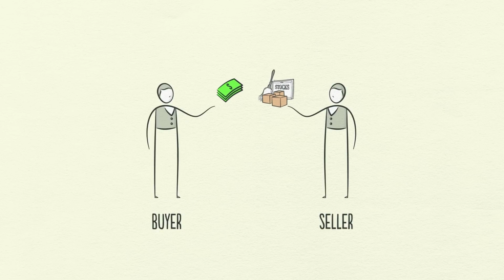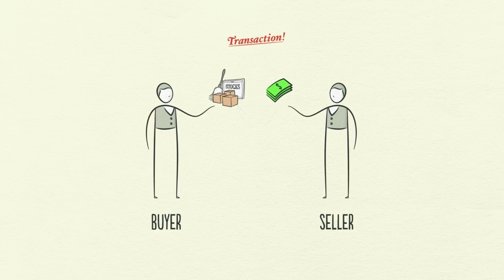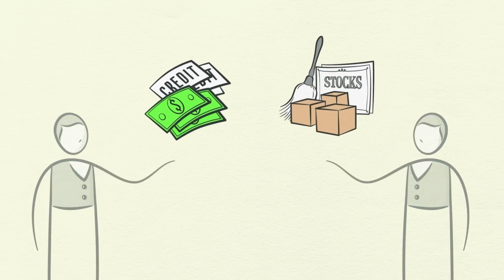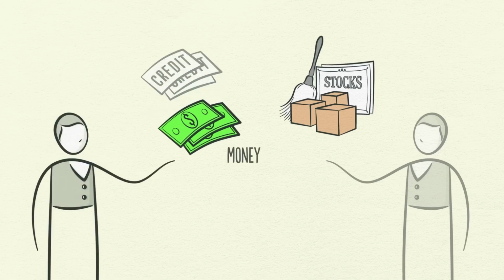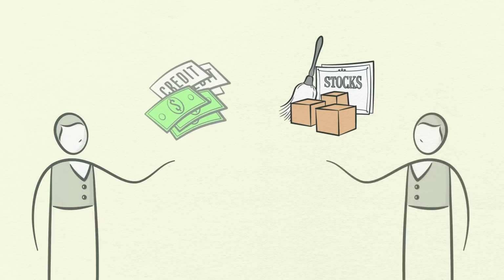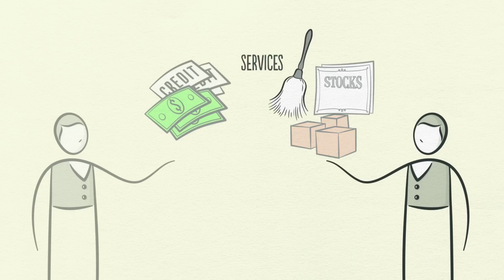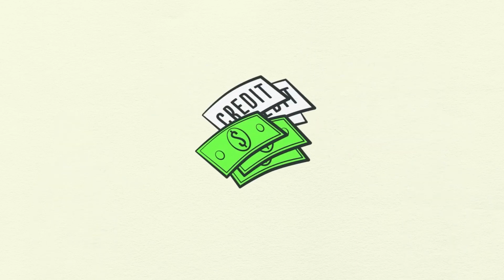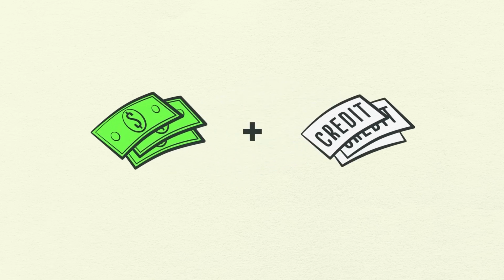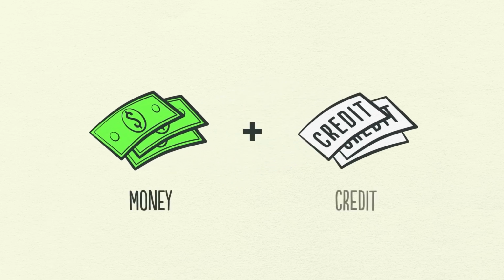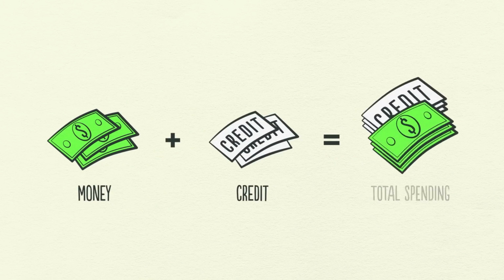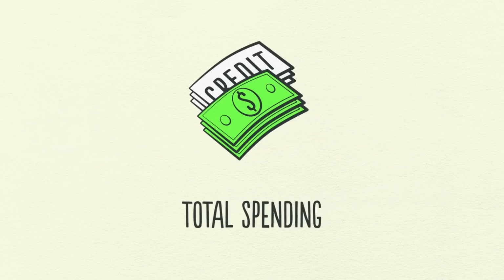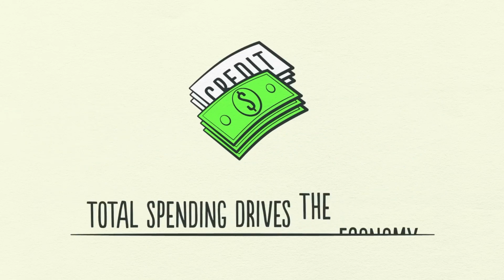Every time you buy something, you create a transaction. Each transaction consists of a buyer exchanging money or credit with a seller for goods, services, or financial assets. Credit spends just like money, so adding together the money spent and the amount of credit spent, you can know the total spending. The total amount of spending drives the economy.